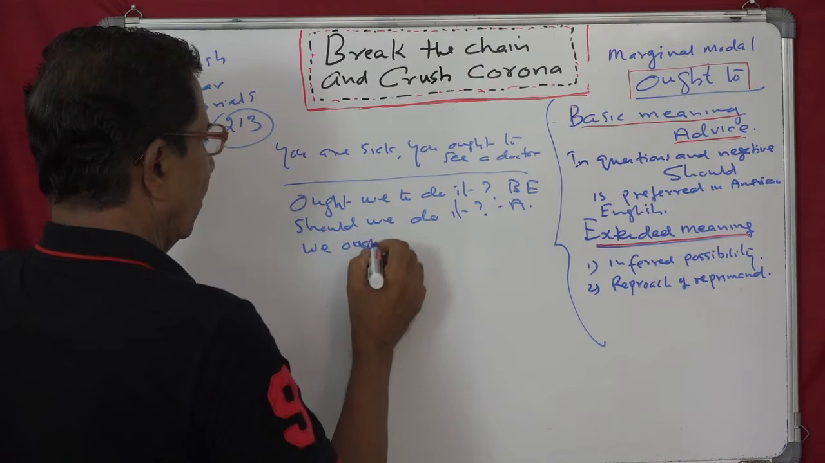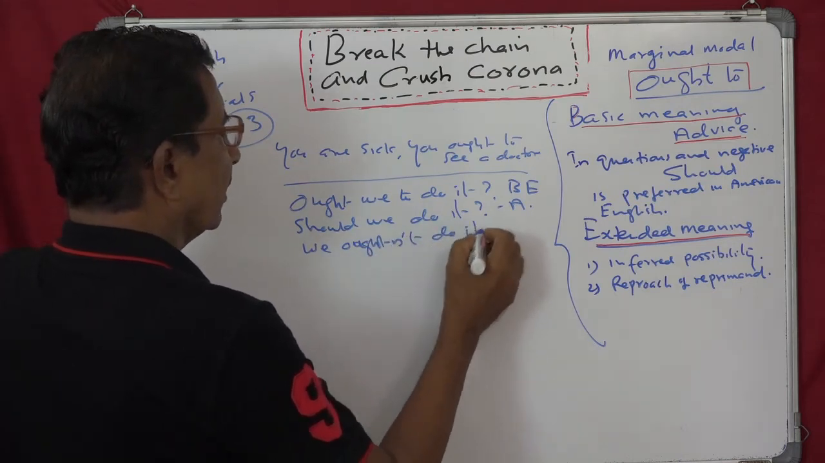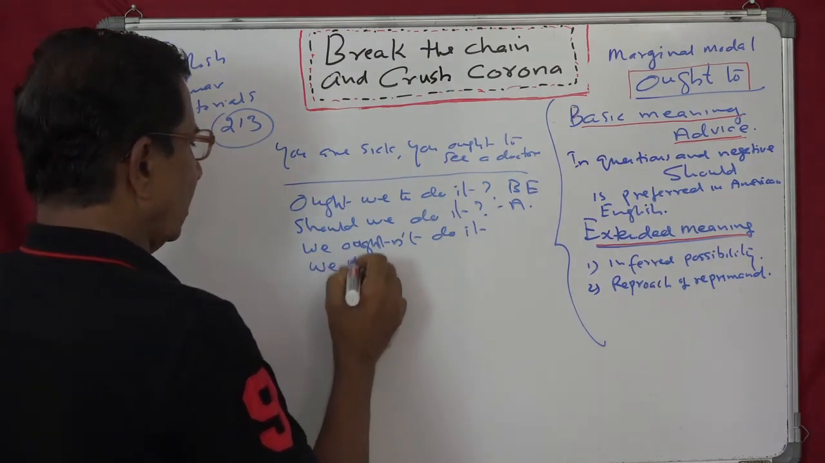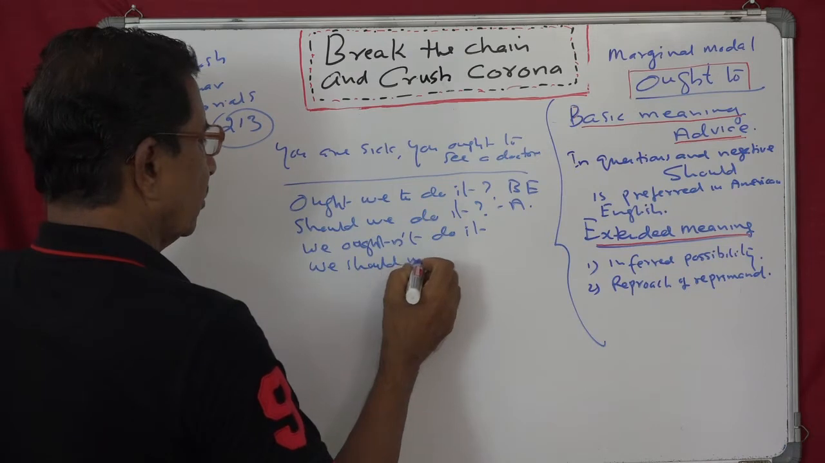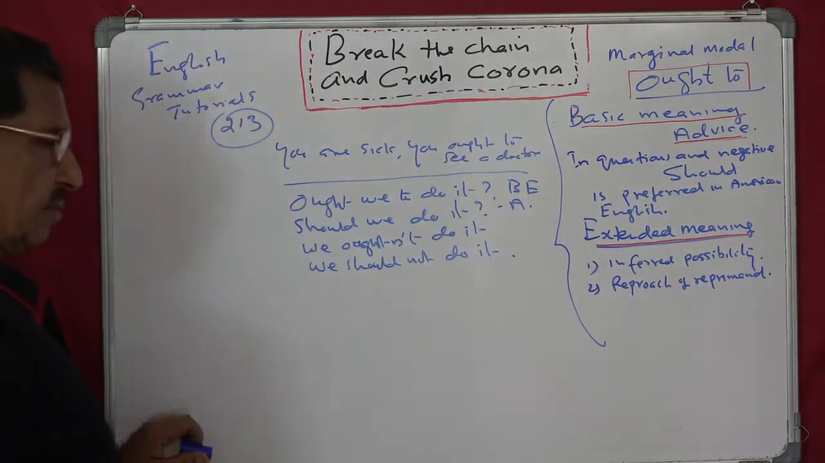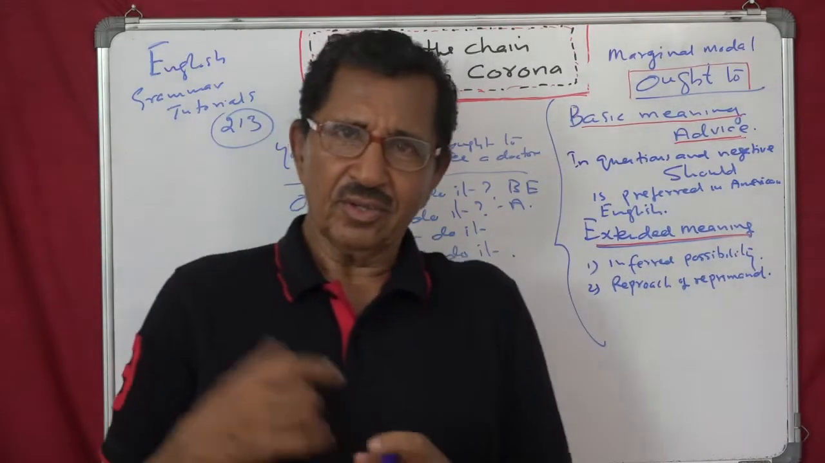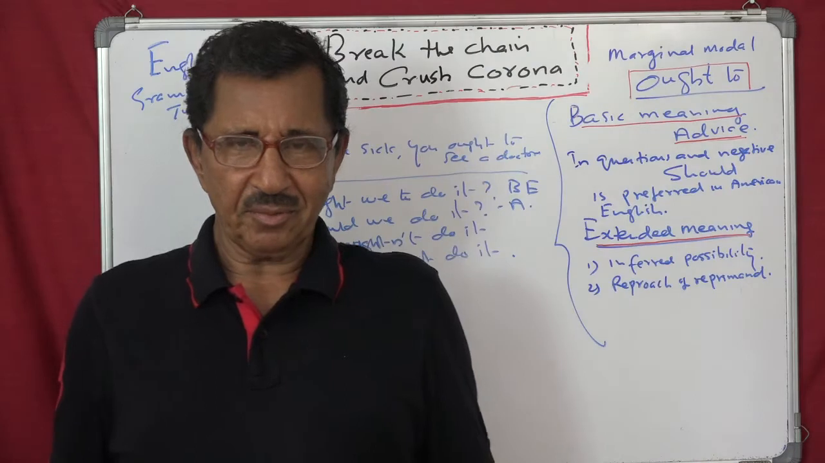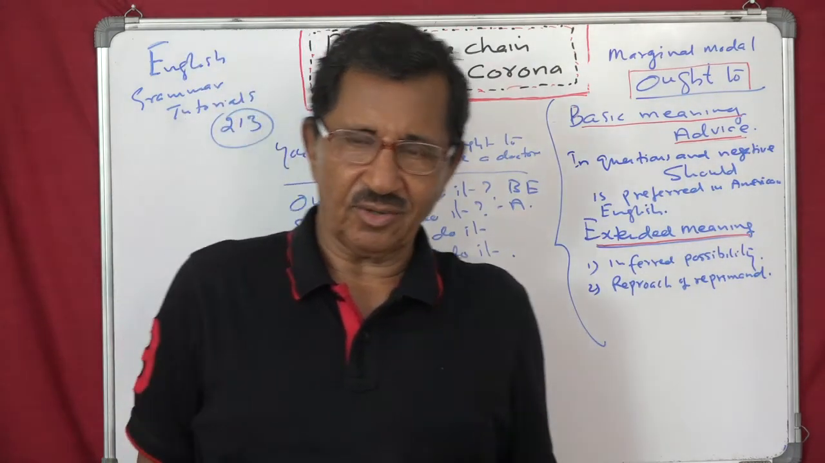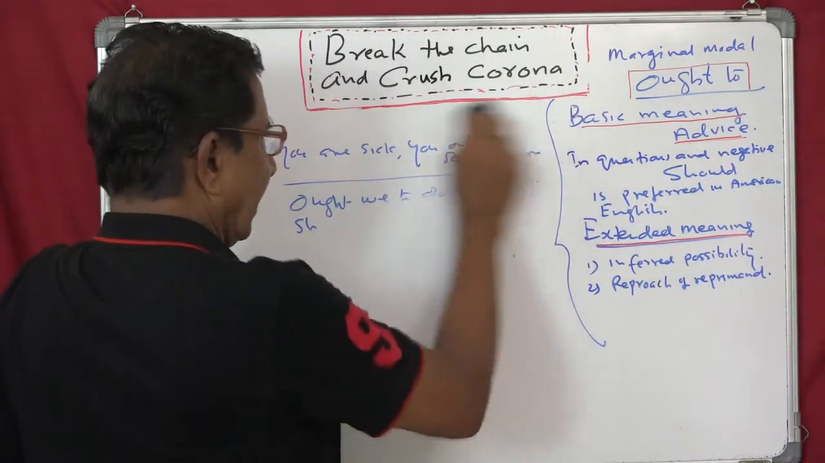And negative also, we ought not do it. We oughtn't do it. Americans will say, we should not do it. So that is the thing. It doesn't matter. That's a preference now. If you want to speak American English, you can speak American. If you want British English, you can use British English. That's all. Understand? Now that's about advice.